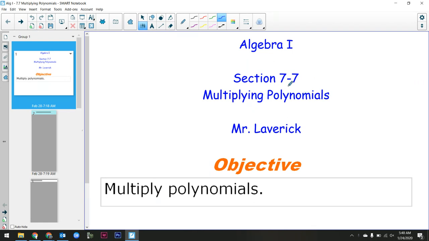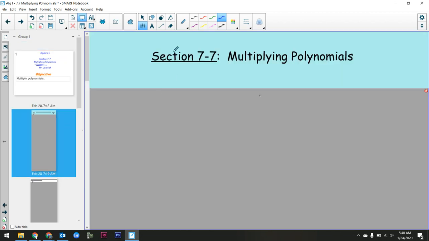Sorry about that. In section 7.6, we talked about how we add and subtract polynomials. Section 7.5, jumping back, was just basics on how we identify them and talk about them and what their degree is. So now what we're doing in section 7.7 is we're going to multiply polynomials. Now multiplying polynomials is one of the really big topics of Algebra 1. So this is extremely important.